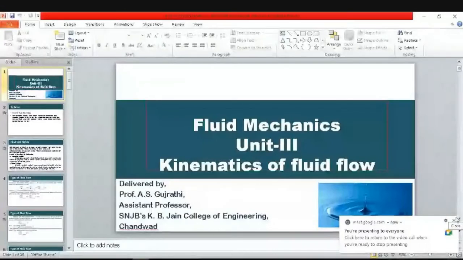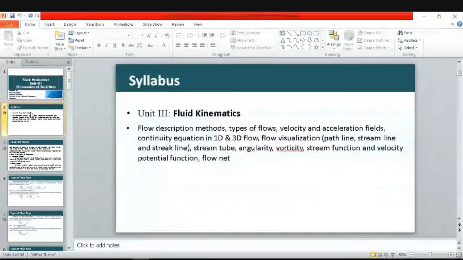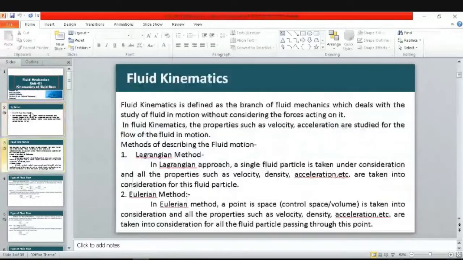Welcome to today's lecture. So, in our last lecture, we had started with unit number 3, that is kinematics of fluid flow. We had seen the definition of fluid kinematics. It is a branch of fluid mechanics which deals with the study of fluid in motion without considering the forces acting on it. Okay. Then we had seen the method of analysis of fluid flow motion. There are two methods. First is Lagrangian method, second is Eulerian method.